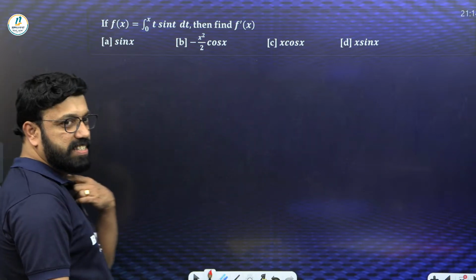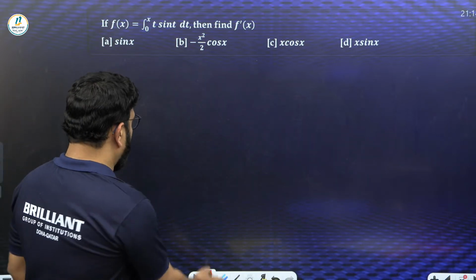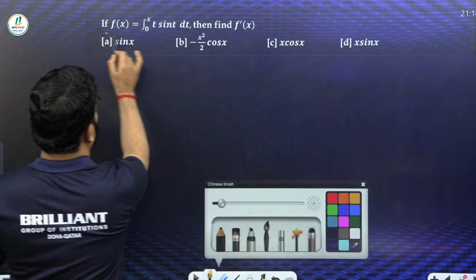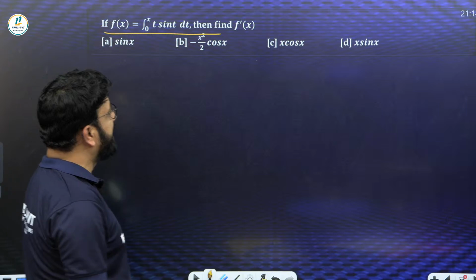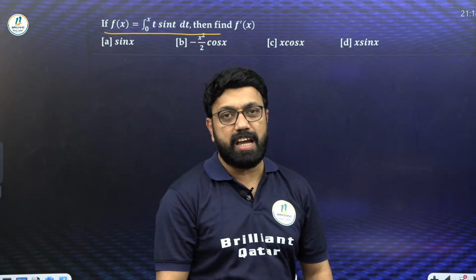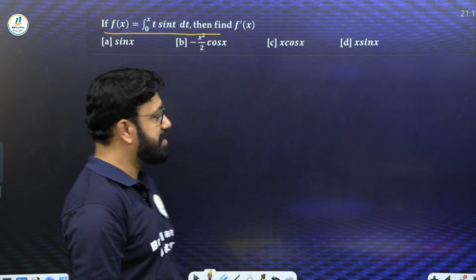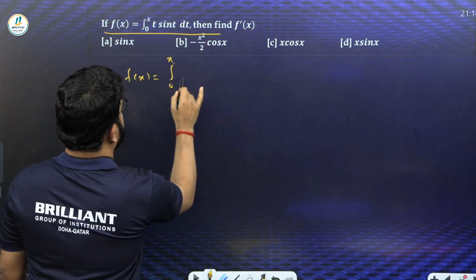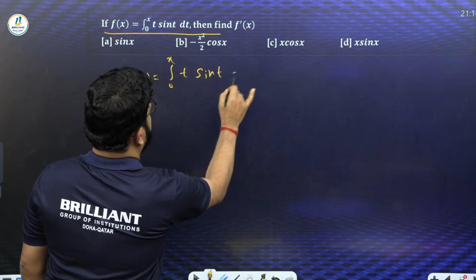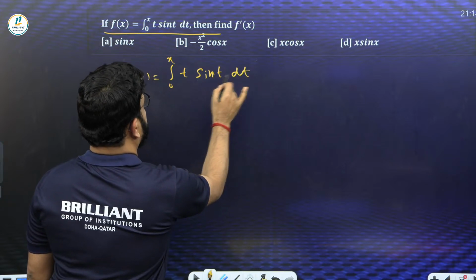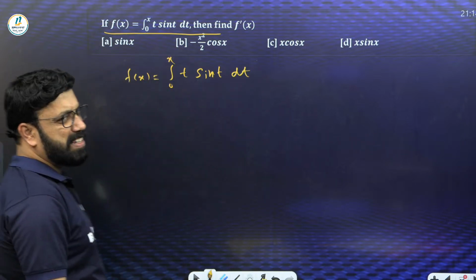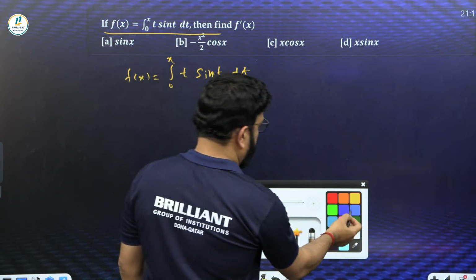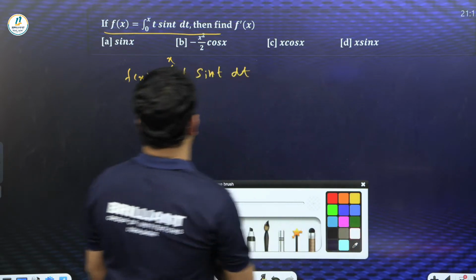A different question once again. Let f of x equal the integral from 0 to x of t sin t. Then find the derivative, f dash x. So f of x equals the integral from 0 to x of t sin t dt. The variable here is t, the parameter t is coming, and the limit is x. That is the only difference. I am doing it without the limit, and finally we can give the limit.